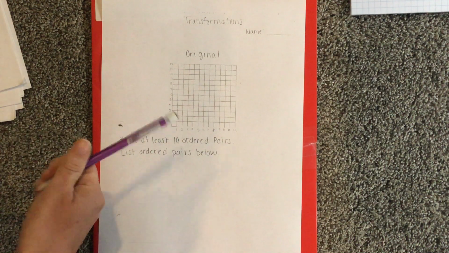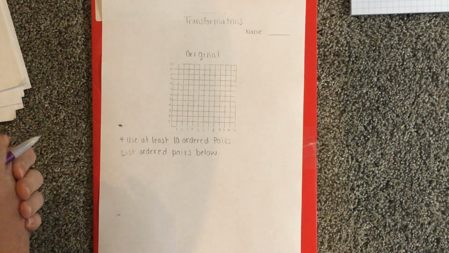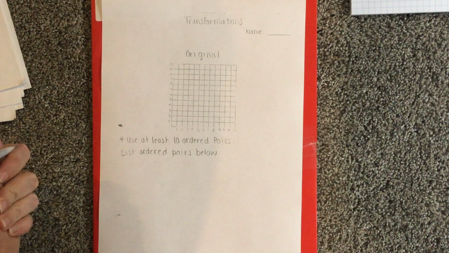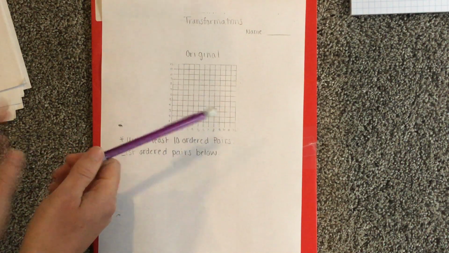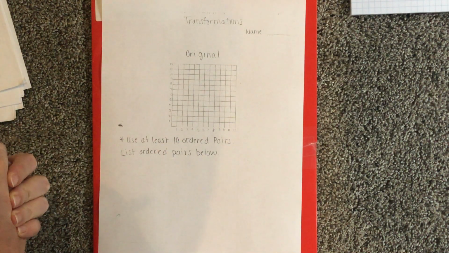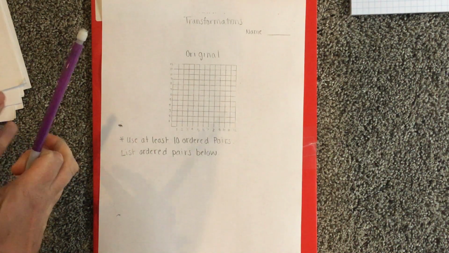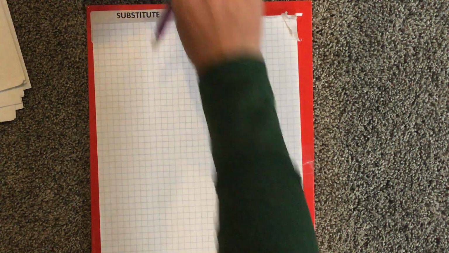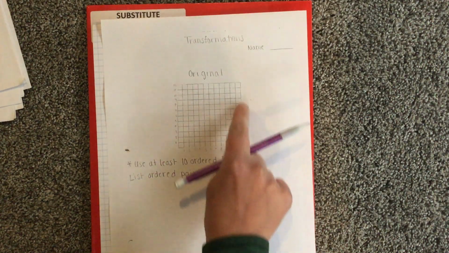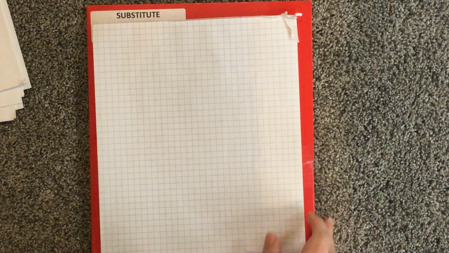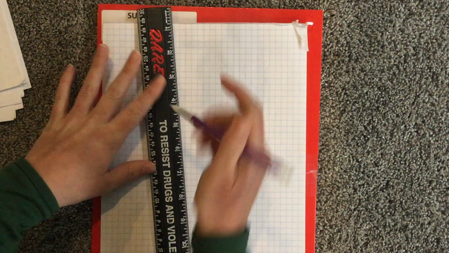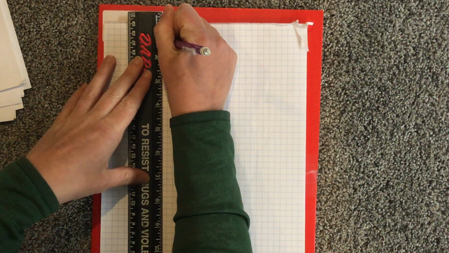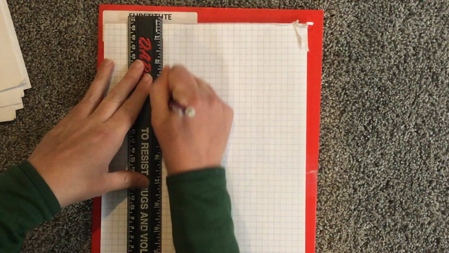So I did attach this original page to Google Classroom today. If you're someone that has the ability to print, I highly suggest that you print this out and use this for this project. But if you're someone that does not have the ability to print, you're going to want to use graph paper. So I'm going to show you what to do on graph paper. If you're someone that can print, you're going to be doing this right here in this box.